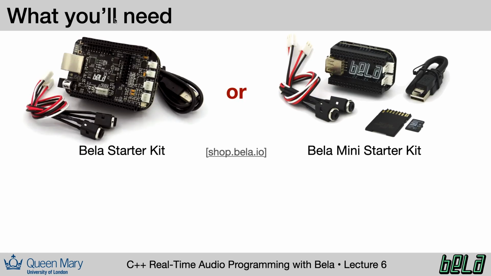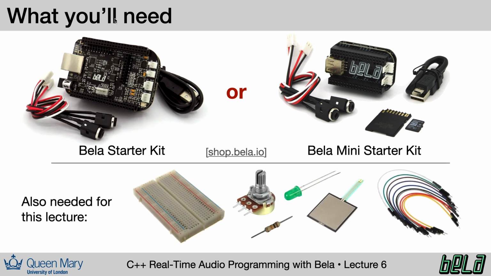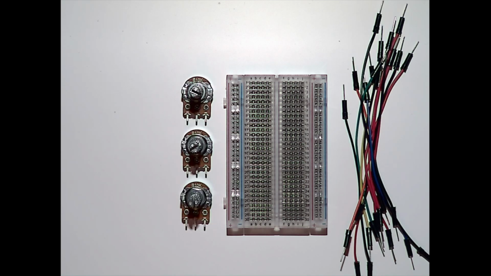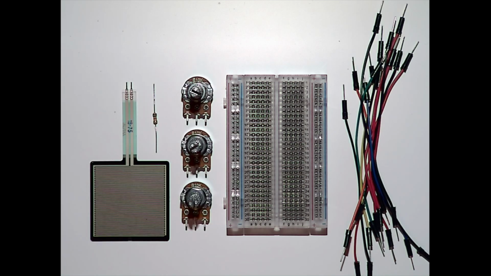Specifically, what you'll need for this lecture is either a Bela starter kit or a Bela mini starter kit. The Bela starter kit provides both analog inputs and analog outputs. The Bela mini only provides the analog inputs, but you'll be able to complete most of this lecture using the Bela mini. Beyond that, you'll need a few electronic components for this lecture, including a breadboard, 3 potentiometers, a force-sensing resistor, a couple extra resistors, an LED, and some jumper wires. I'll build these circuits as we go along.